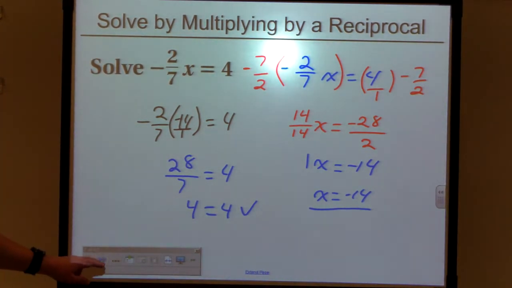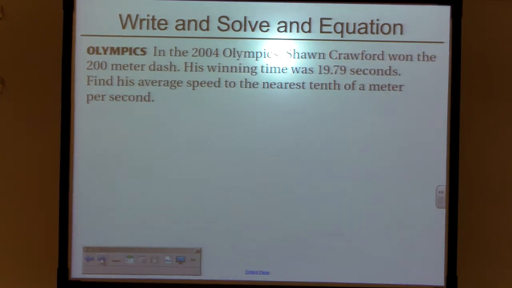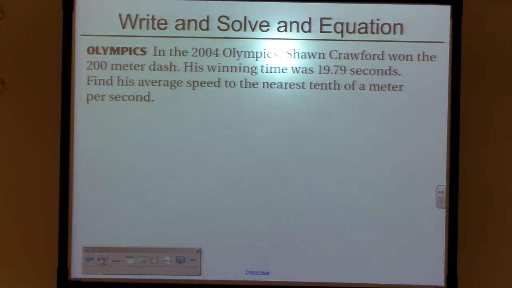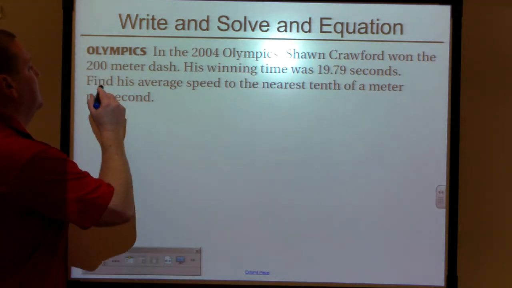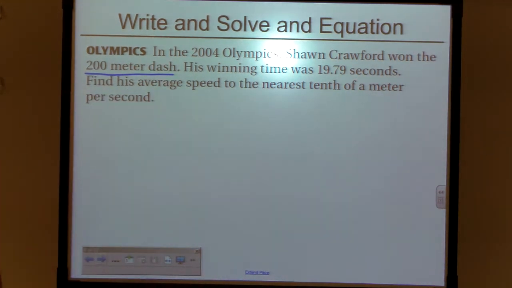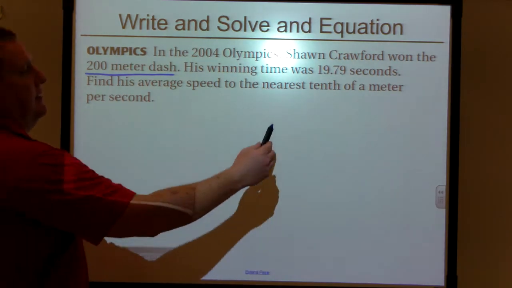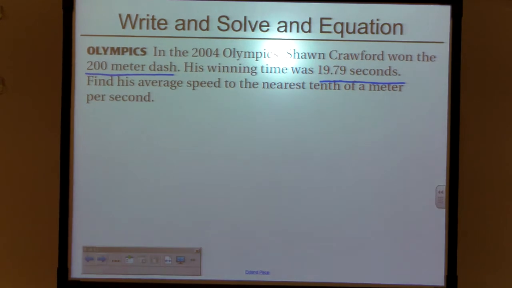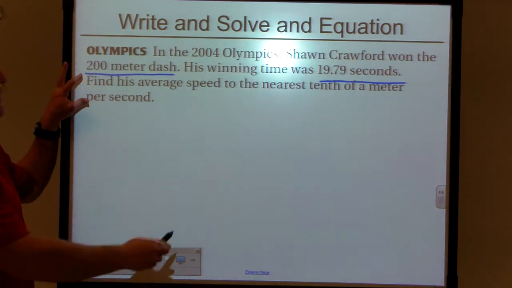I think we've got one more here. Write and solve an equation. This is a word problem, okay? So in the 2004 Olympics, Sean Crawford won the 200-meter dash. This sounds like important information, so go ahead and underline that. His winning time was 19.79 seconds. That sounds like important information. Here's the question. Find his average speed.